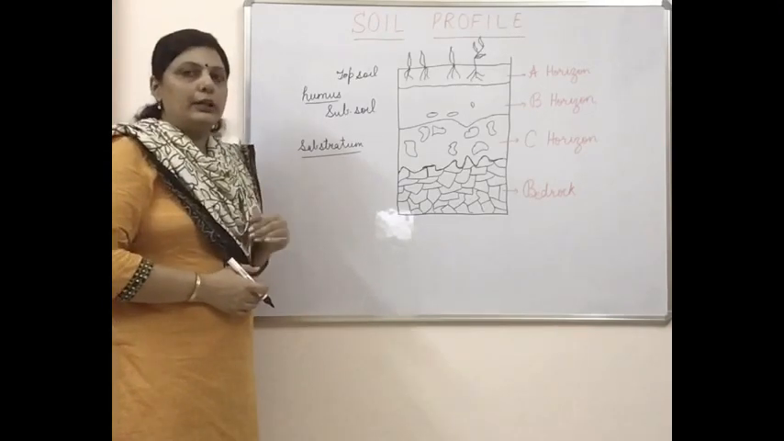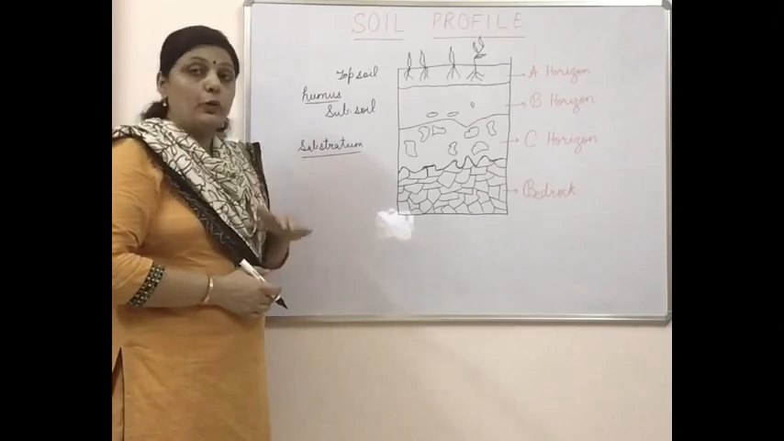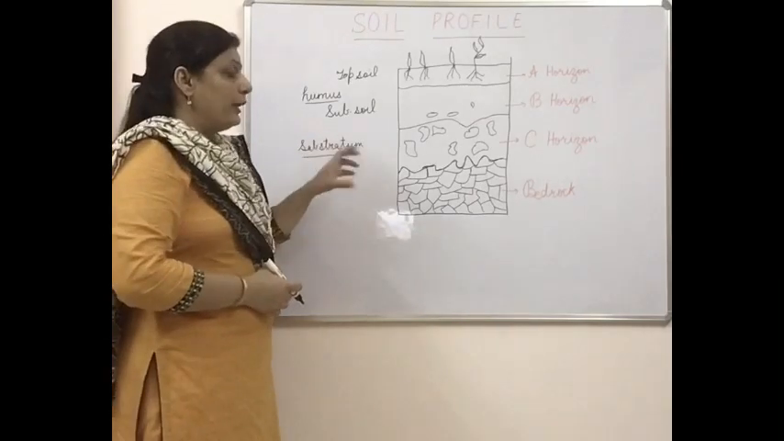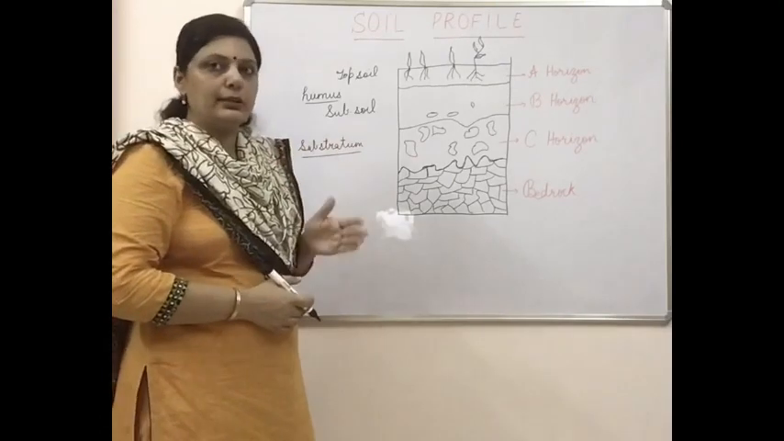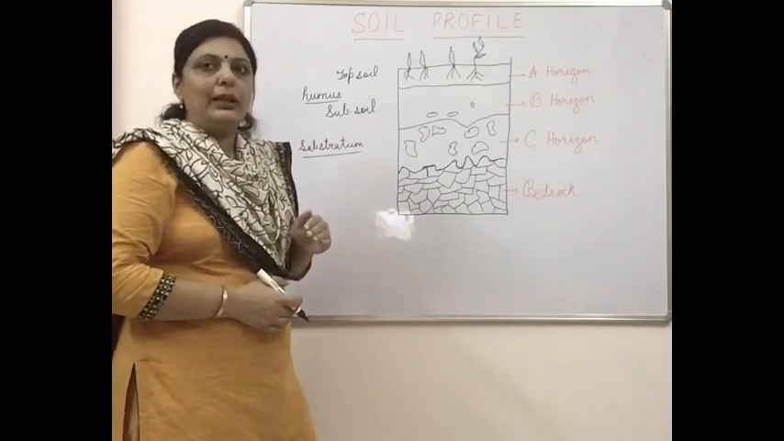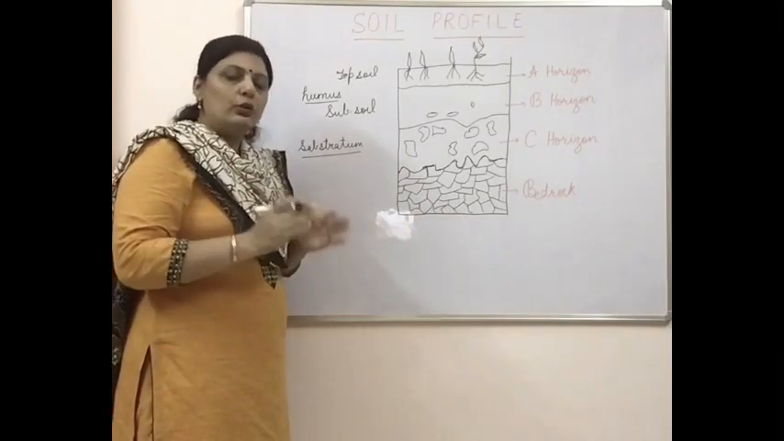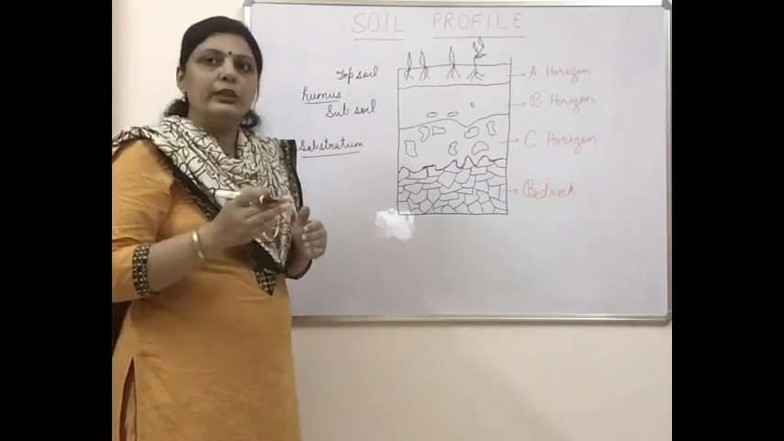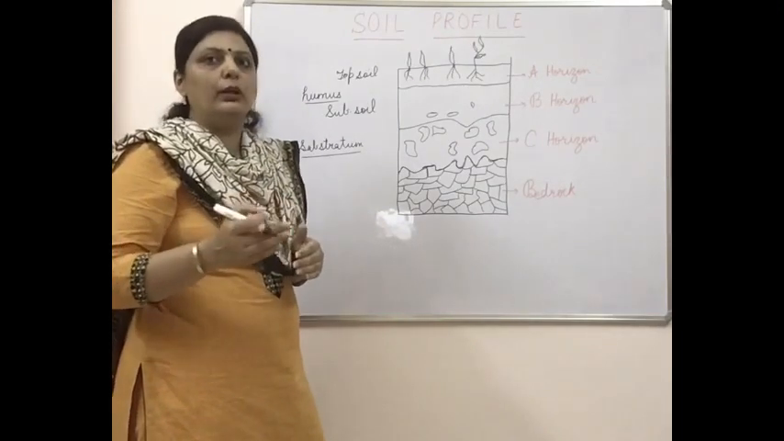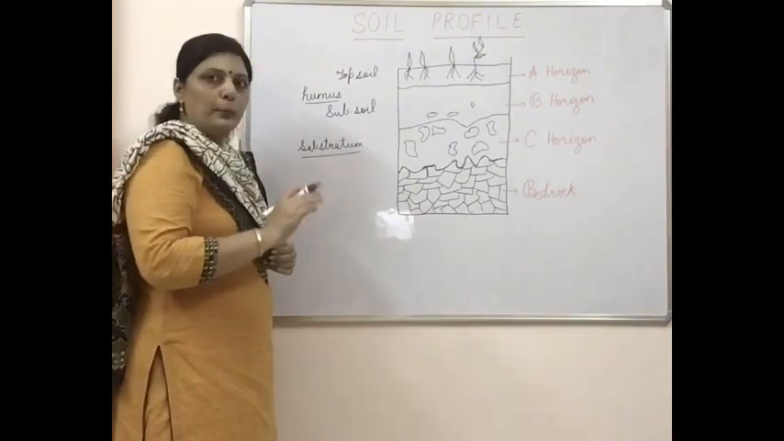You have already read about rock types. You have read about igneous rock, sedimentary rock, and metamorphic rocks also. So wherever whichever kind of rocks are present, weathering will happen in the same way. But ultimately it will lead to the formation of different types of soil. And those types of soil will further help you in deciding which kind of crop can be grown in a particular soil. So this was all about your soil profile.